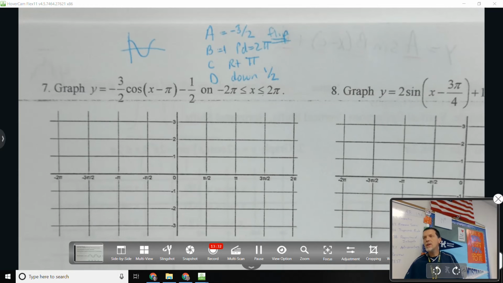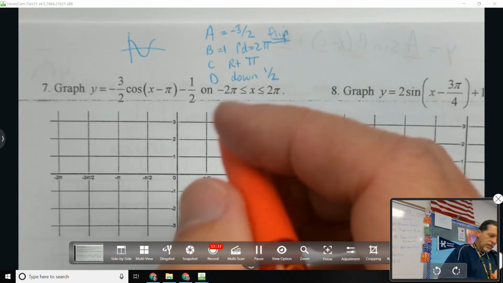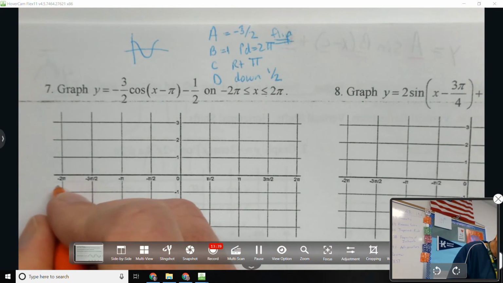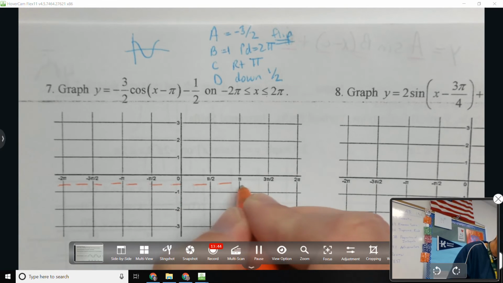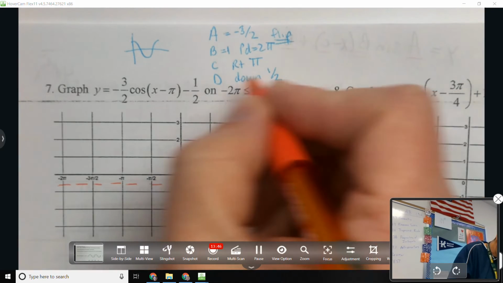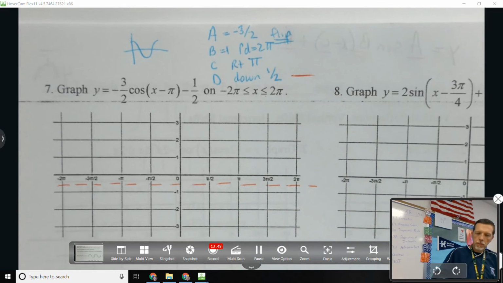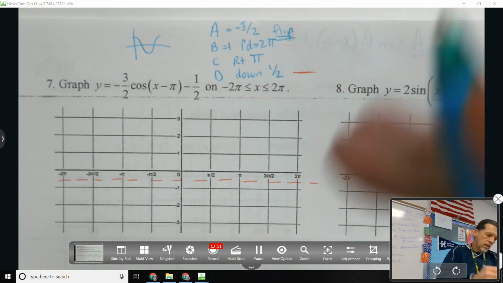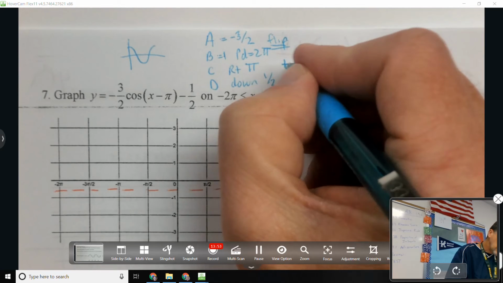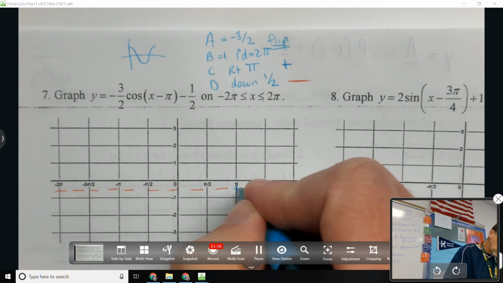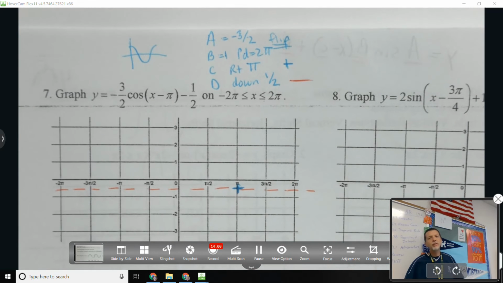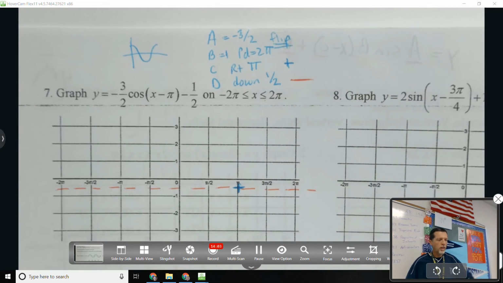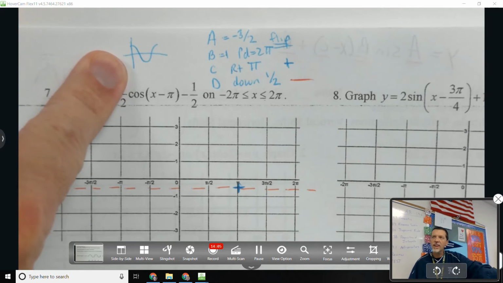All right, so I found A, B, C, D. Now I use them in reverse order, D, C, B, A. So down 1/2. That's kind of annoying that it's a fraction, but I can do down 1/2. Right pi will be the location of my new origin. So if I go right pi and down 1/2, that's kind of my new starting point. That's where my parent function is going to start now.